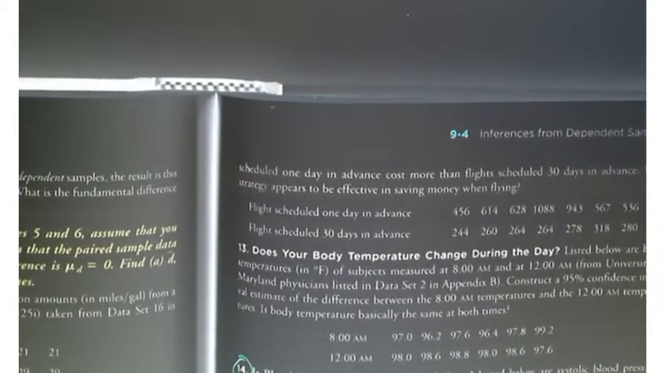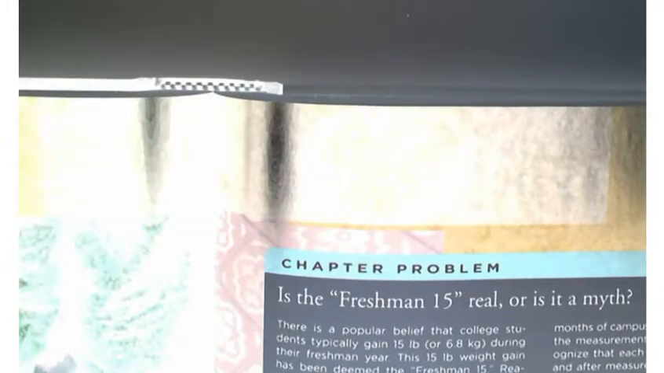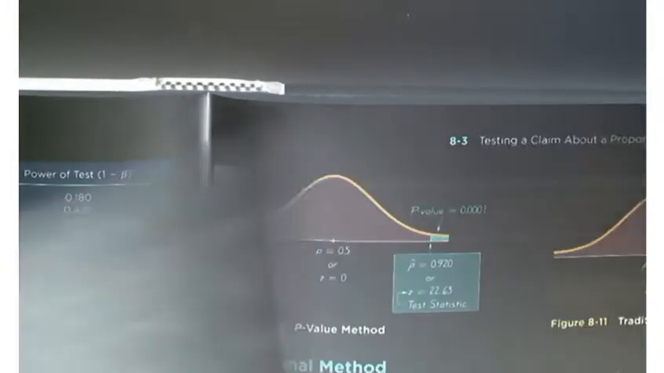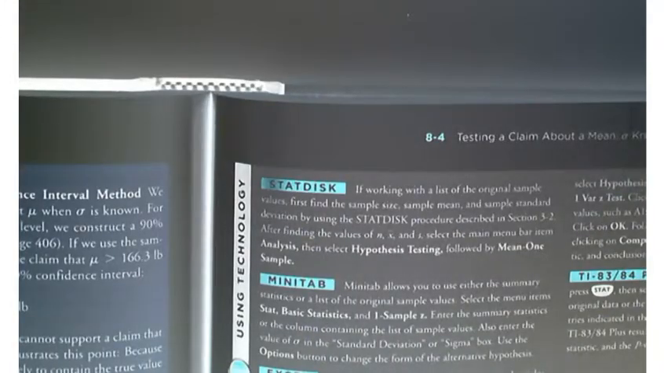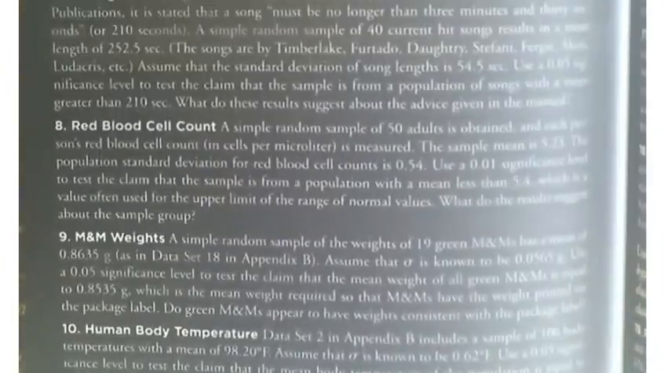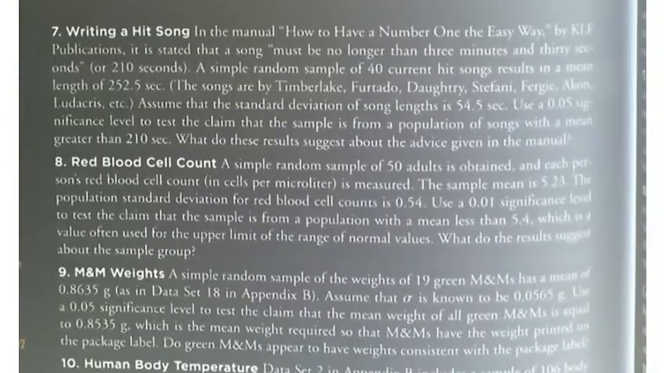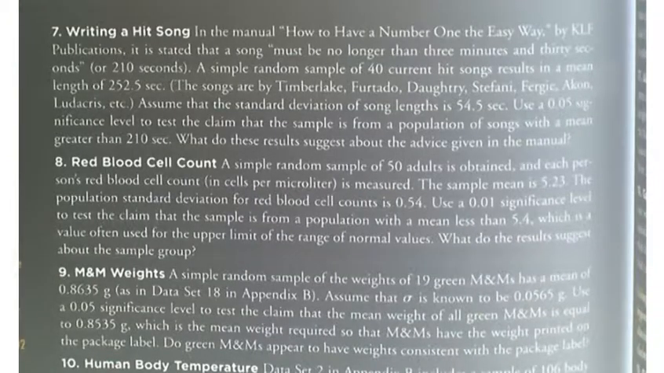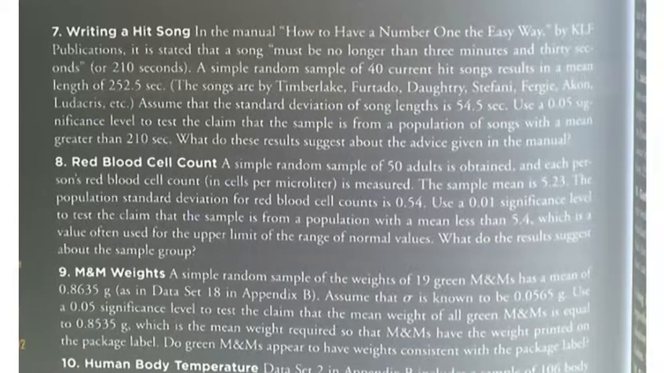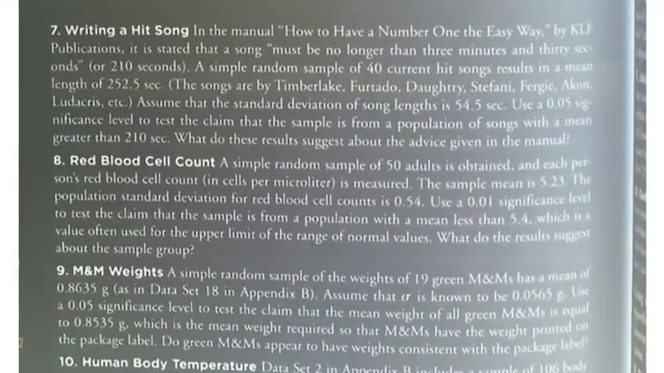All right, let me find the next one. Page 431, number 7. This one's a little bit funny, amusing. There's a book out, a manual on how to have a number one song the easy way. So if you want to write a number one song, there you go. Do it the easy way.